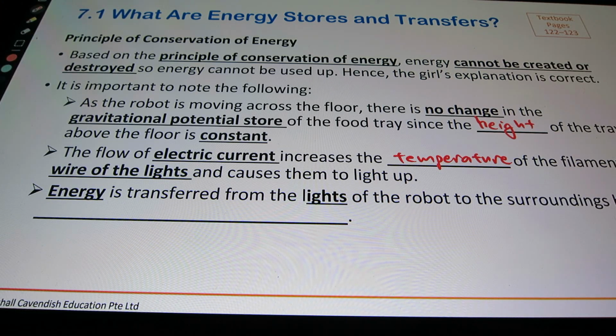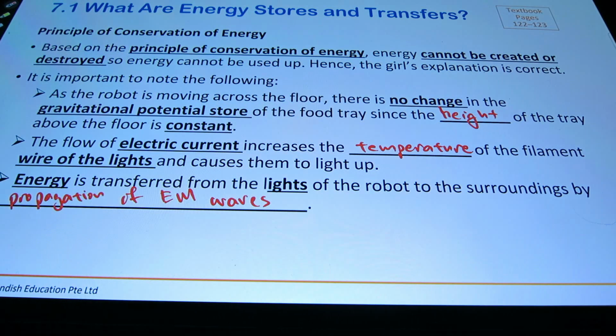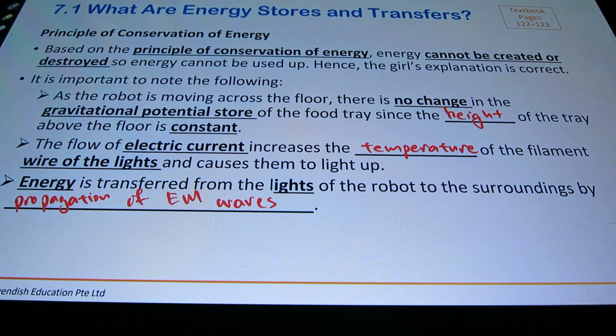Alright, I think I left a blank here. It is not supposed to be a blank. Let me fill this up. Energy is transferred from the lights to the surrounding via propagation of electromagnetic waves. Alright, so you can read the solution here about the robot.